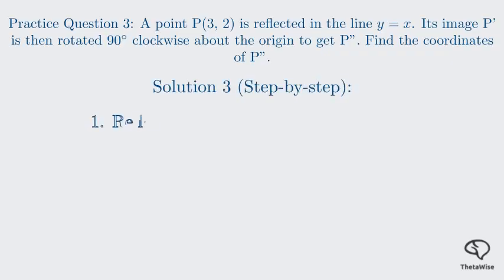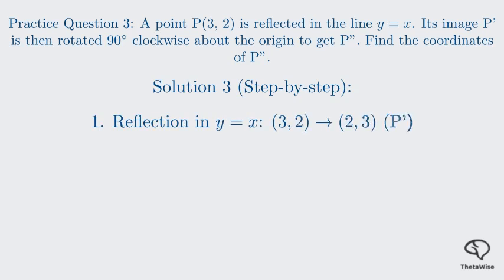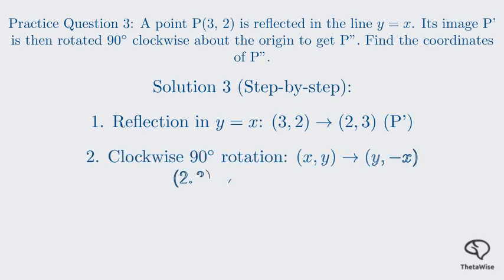First, step by step. Reflecting (3, 2) in the line y equals x swaps the coordinates, so P' is (2, 3). A 90-degree clockwise rotation of (x, y) gives (y, -x), so P double prime is (3, -2). Now let's use a composite matrix.